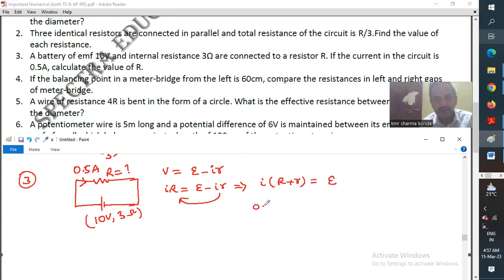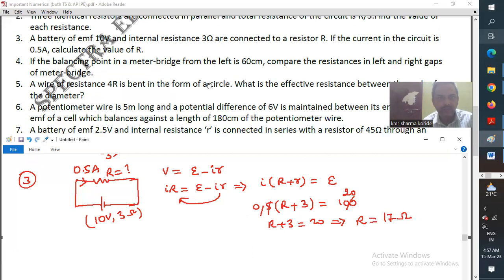I is given 0.5 amperes. R value you are looking for. Internal resistance 3 ohm, EMF is 10 volts. Cancelling the point, you will get 100 by 5, 20. Therefore, R plus 3 is equal to 20. The value of external resistance connected is equal to 17 ohm. Moving to the next question.